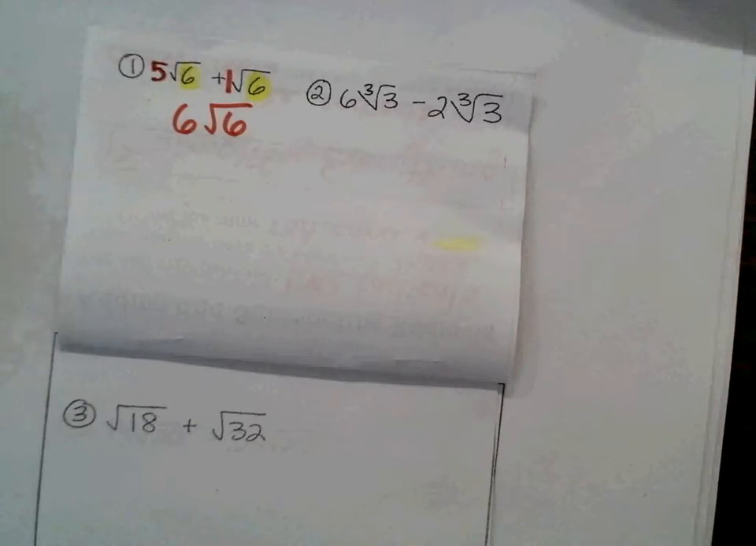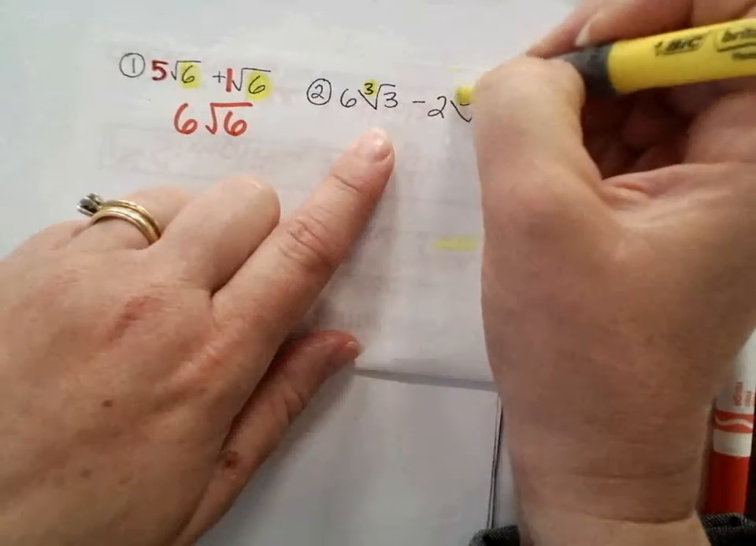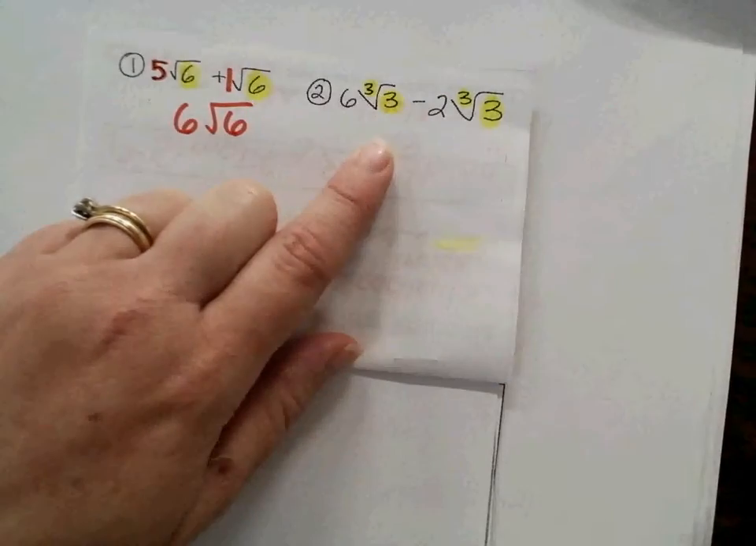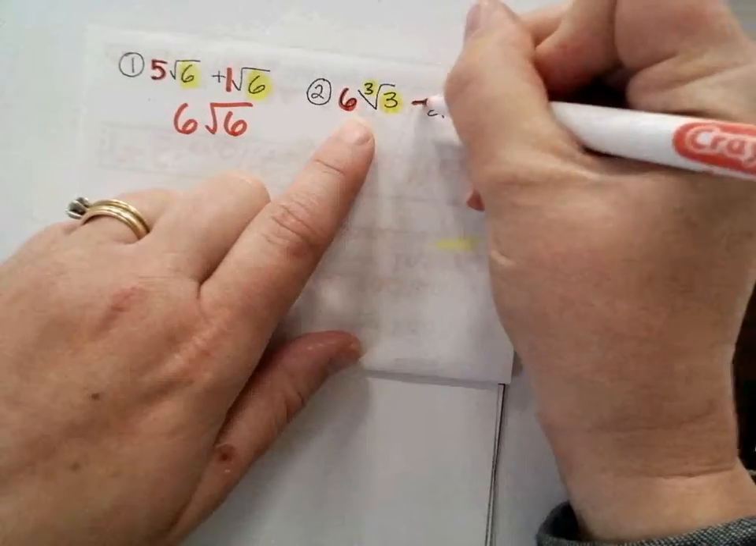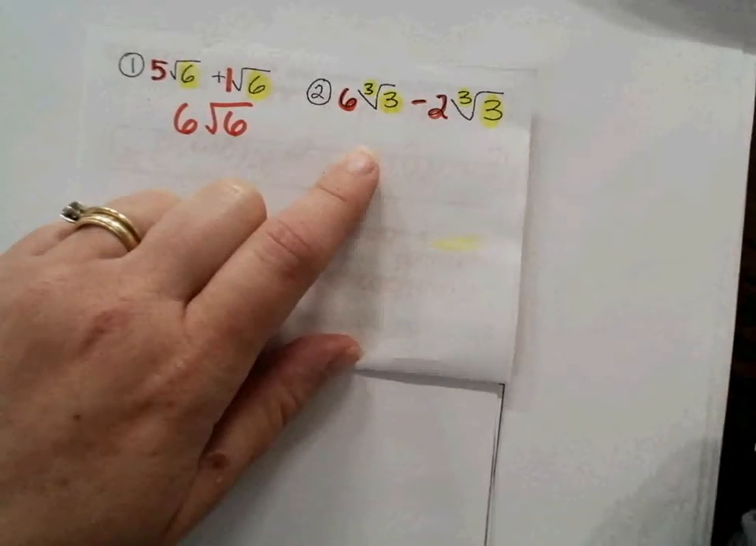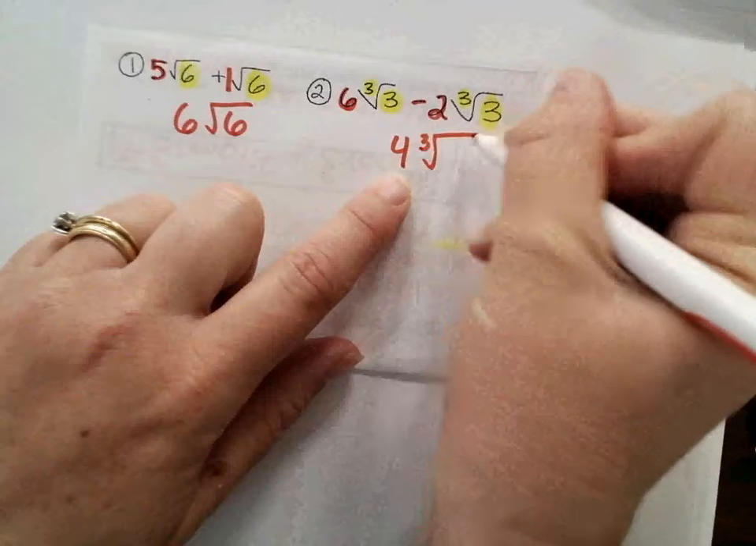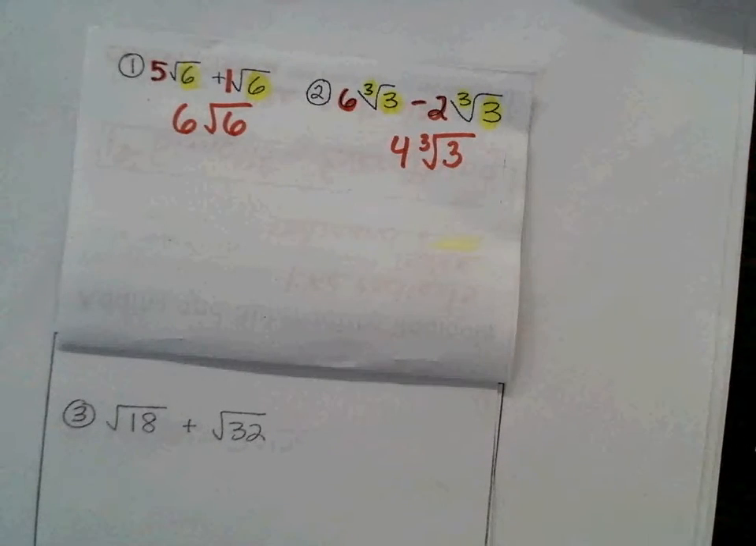For number 2, notice they have the same root index, and they have the same radicand, the number underneath the radical. So here we are going to do 6 minus 2. 6 minus 2 is 4. So you get 4 cube root of 3. That's it. The only time you simplify is when they're not like terms.